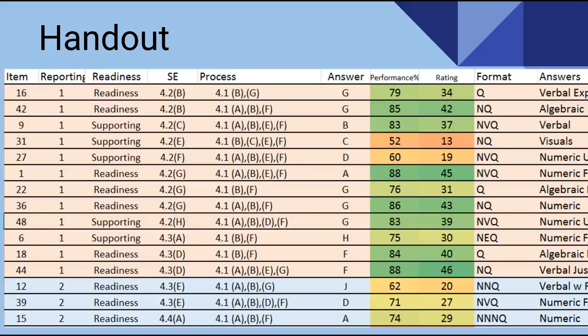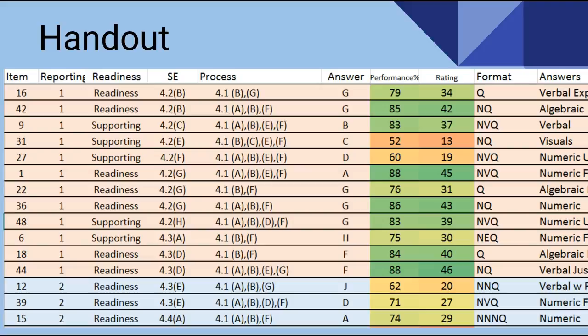You have a handout that's available that has taken all the SEs, and if you look at this handout, you'll notice first it starts with the item number, then the reporting category, whether it's a readiness or supporting standard, the student expectation that was tested, the process standards that were tested, the correct answer, so you basically have the answer document of the STAAR test, and then our district performance, the percentage of kids that did meet standard, and then the rating. By this I mean if you have number 48, that is the highest scoring item.